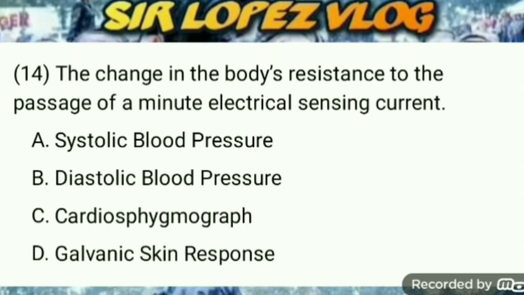14. The change in the body's resistance to the passage of immediate electrical sensing current. A. Systolic blood pressure. B. Diastolic blood pressure. C. Cardiosphygmograph. D. Galvanic Skin Response.